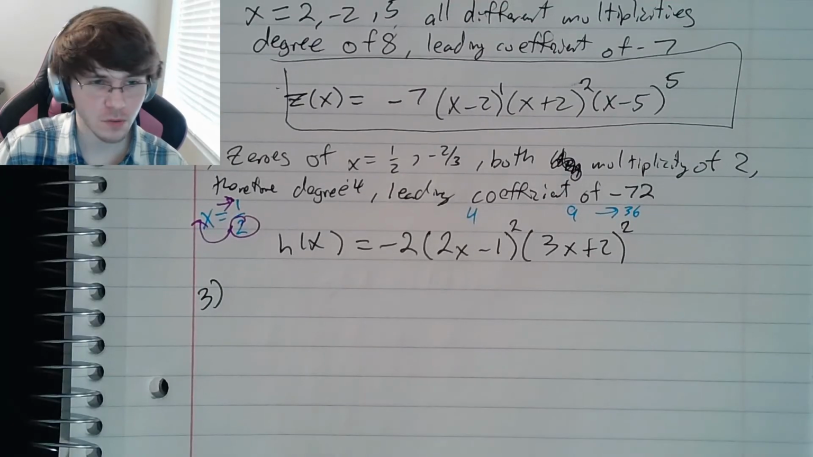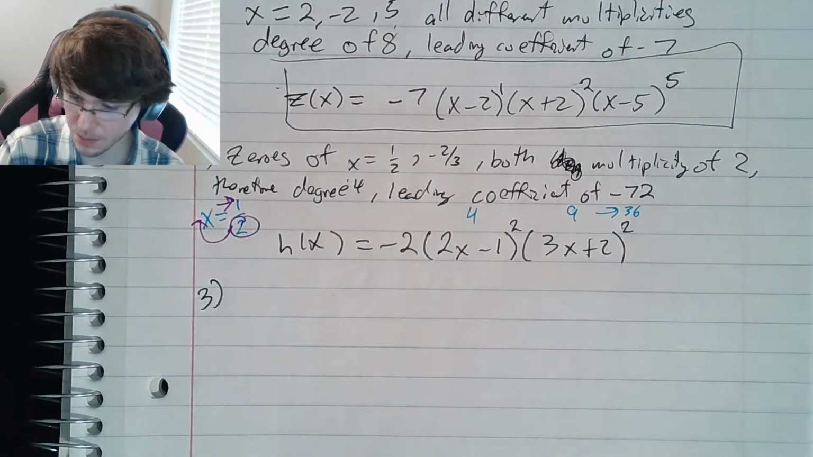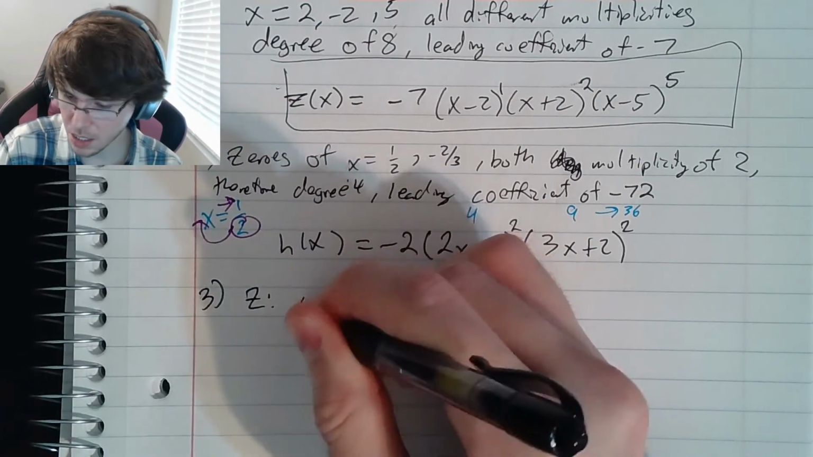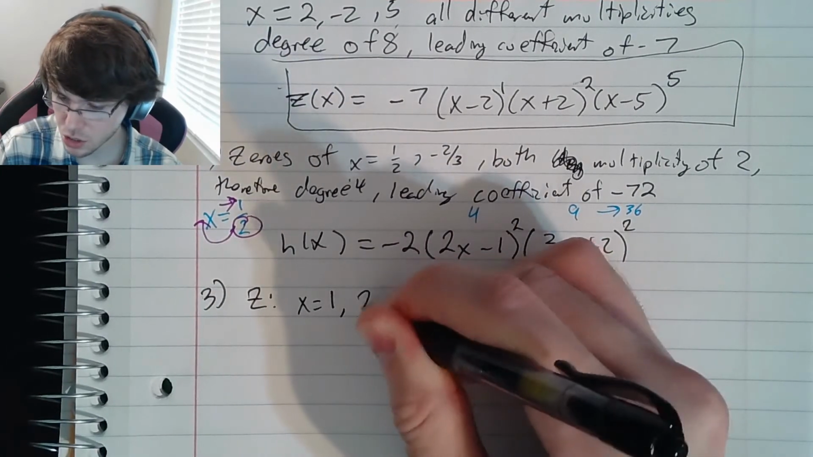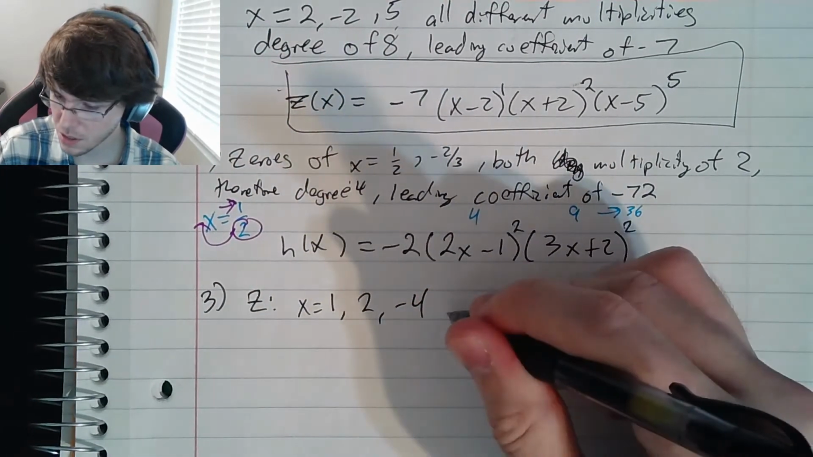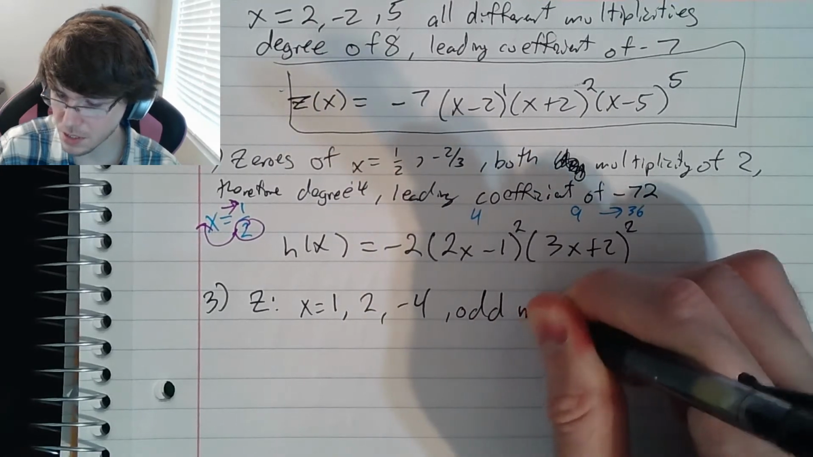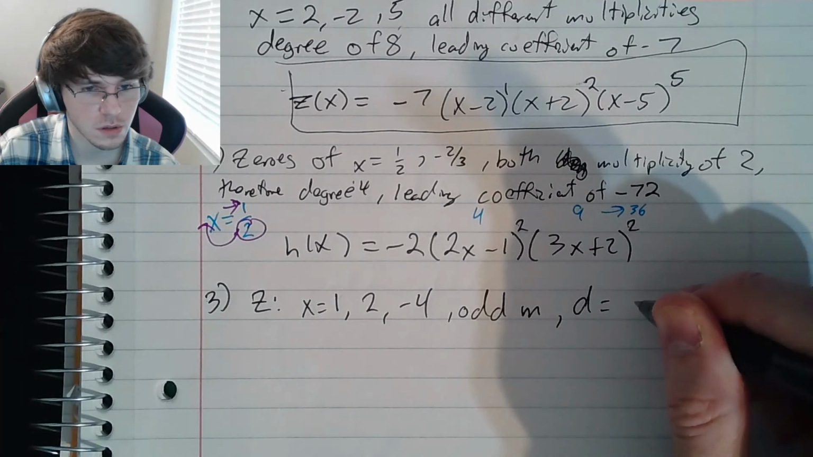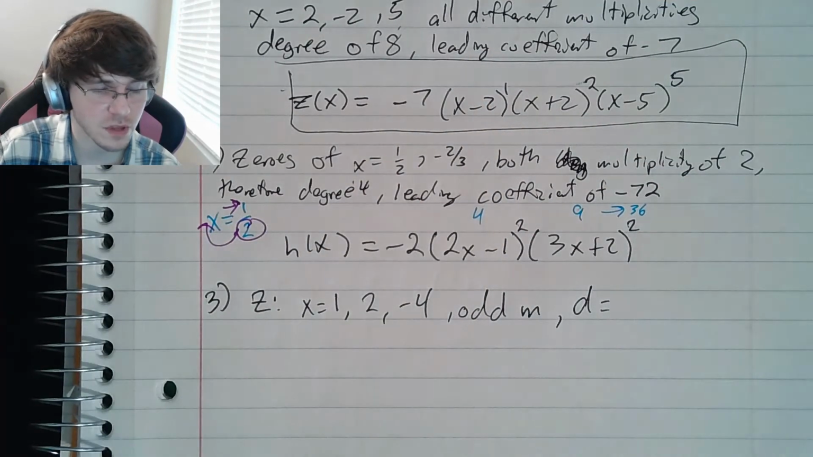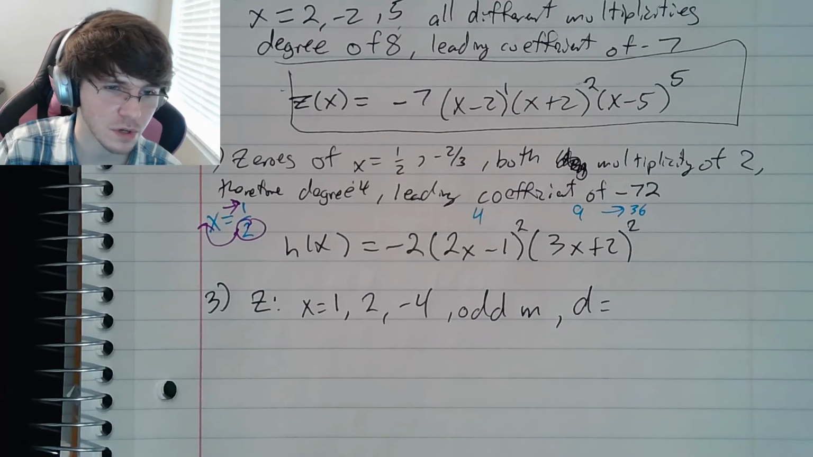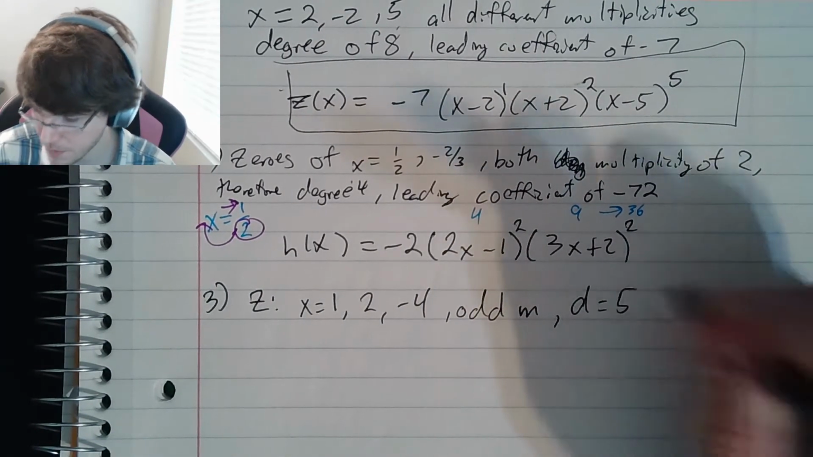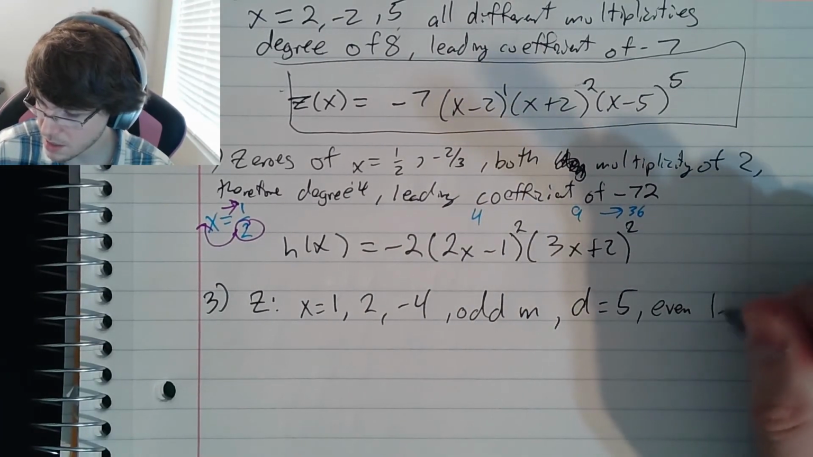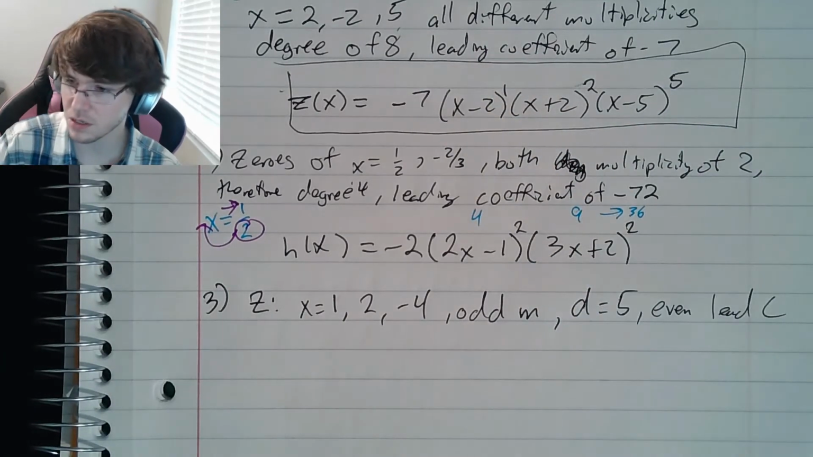So, number 3. I'm just going to write z because I'm getting lazy here. We got zeros of x equals 1, 2, negative 4, odd multiplicities, degree equal to, oh, it says 5 in the question. You can't do that. You can't have all odd multiplicities. Oh, yes, you can. Yes, you can. Degree equal to 5. Okay. Yes, you can. And an even leading coefficient. Even lead coefficient. All right.